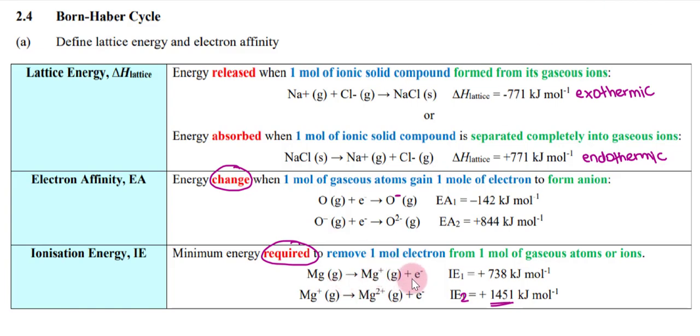This is because when you remove the electron, the size of the ion will become smaller. So there is a strong attraction between the nucleus and the remaining electron. That makes you need more energy to remove 1 mole of electrons from that particular ion.